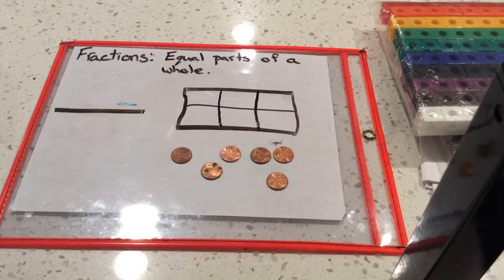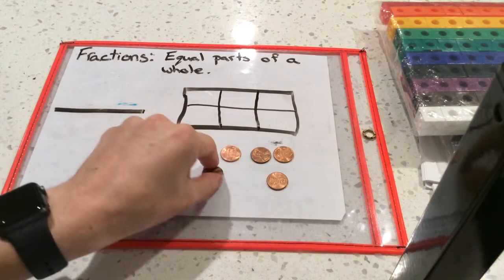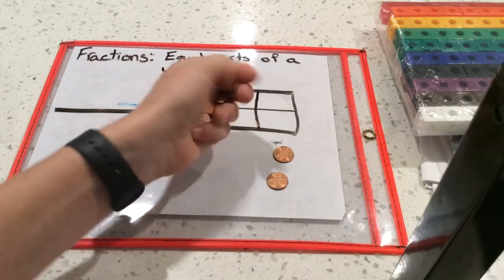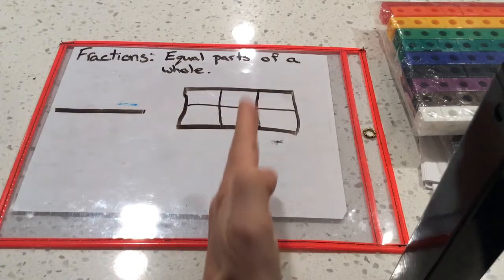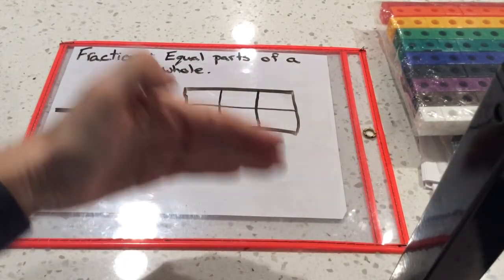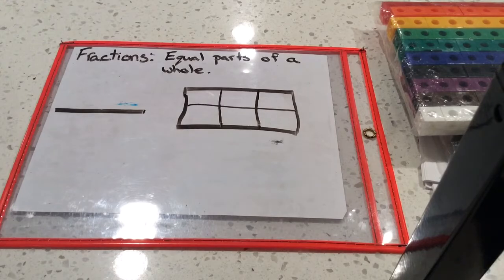And if you notice, I've kind of changed the way that I've split up the whole. And we as mathematicians get to have that freedom in how we want to represent, or how we want to split our whole up. Sometimes we can use just vertical lines. Sometimes we can use horizontal lines. Or in this case, I'm using both vertical and horizontal lines.